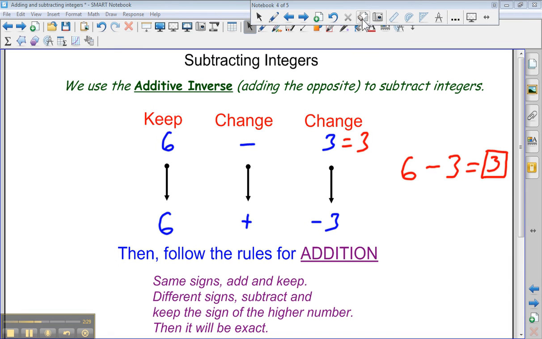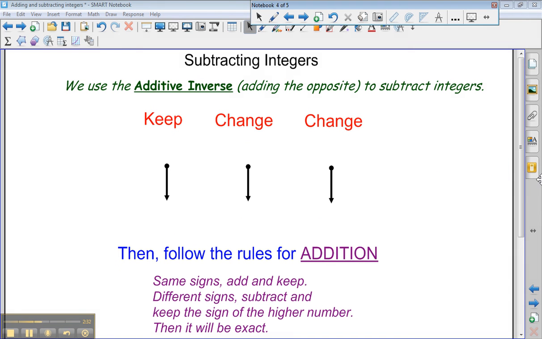Well, let's see what happens when we change it up a bit. What if it's 3 minus 6? Now, you've been doing subtraction for a long time, and you probably heard it said, oh, you can't take 6 away from 3. Well, guess what? Now you can with keep, change, change. 3 stays exactly the same. Subtraction becomes addition, and we're going to add the opposite. So the opposite of positive 6 is negative 6.